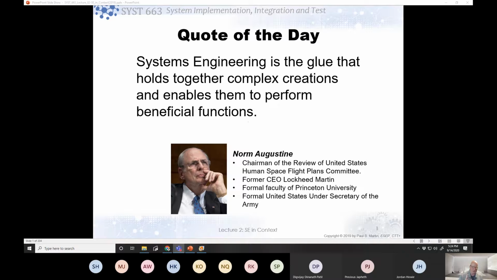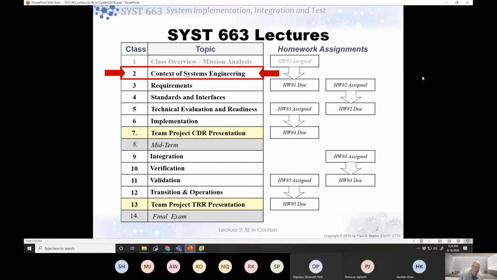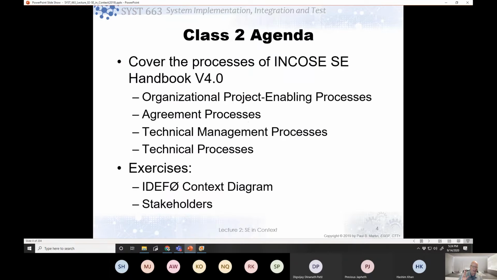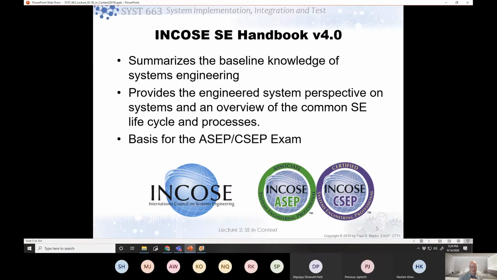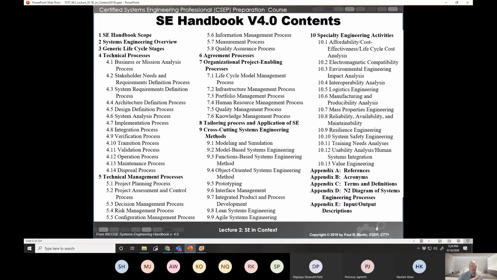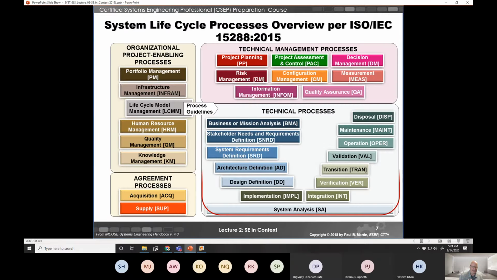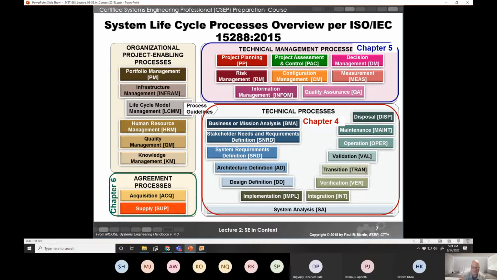Basically, what I'm trying to do is go through the aspect of understanding the context of system engineering. And in order to do that, I actually use the system engineering handbook, which is kind of the basis for the INCOSE System Engineering Professional exam. We went through the context where technical processes are Chapter 4, management processes are Chapter 5, the agreement or contract processes are Chapter 6. Chapter 7 is your project enabling processes from the organization.